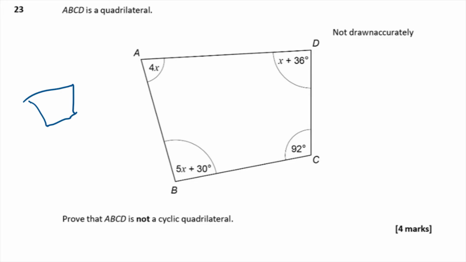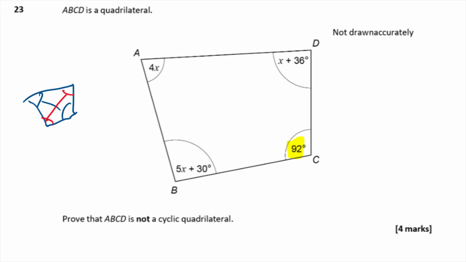It's the fact that the opposite angles in the cyclic quadrilateral add up to 180 degrees, isn't it? So that one and that one together make 180, and the other two make 180. So in order to show that this is not a cyclic quadrilateral, we're going to have to find all the angles and show that the opposite ones do not make 180 degrees. Now one angle is given as a number down here, it's 92, but the other 3 are given algebraically.